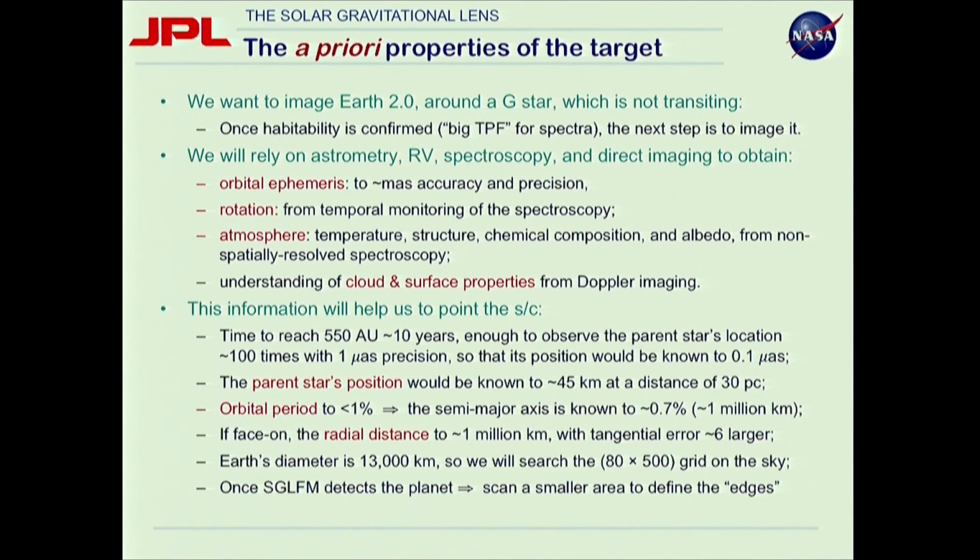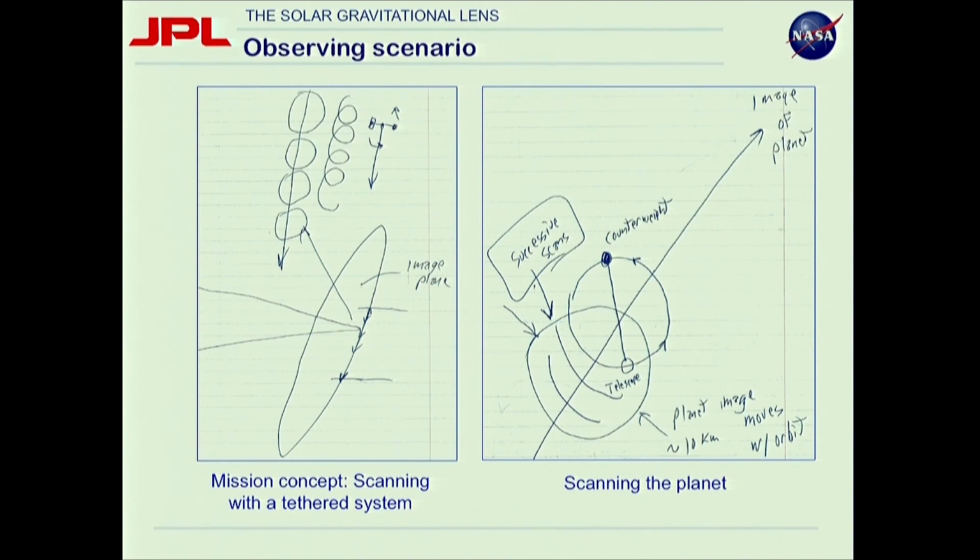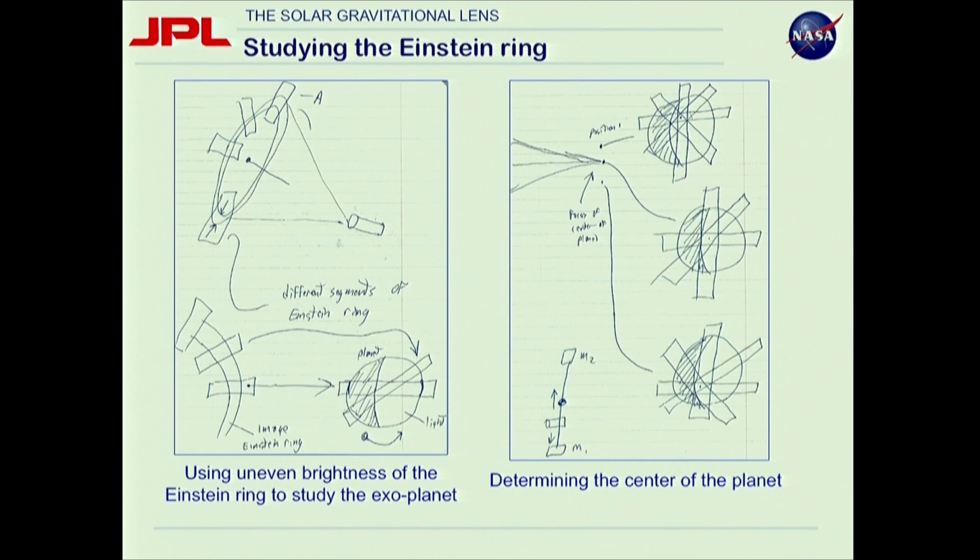We need a lot of a priori information about the target, and all the techniques that were discussed earlier are very relevant. So this is how we'll fly in the image plane, tethered spacecraft, essentially moving on the planet. The orbital motion and also the rotation help us decouple lots of information, lots of features of that planet, and we will be able to get that.